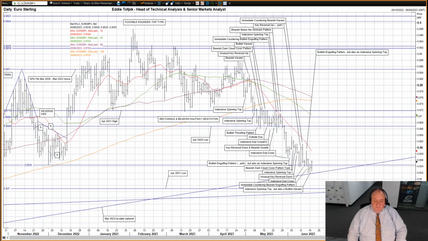Euro sterling. An indecisive spinning top yesterday, but it was also a bullish harami and the lowest low since August last year. Despite two clear closes below the significant November last year low at 85.45, this market still won't let go of it. It continues to highlight the confusion the market has been having of whether to go lower or retreat back up, and in the end trying to do all the things at the same time.